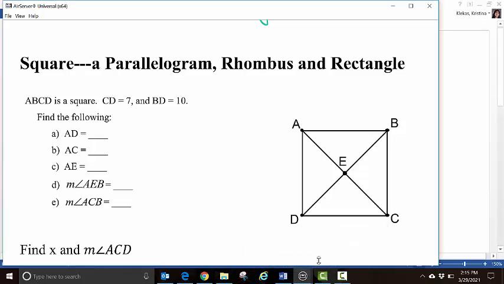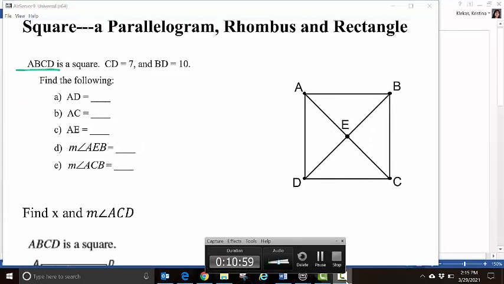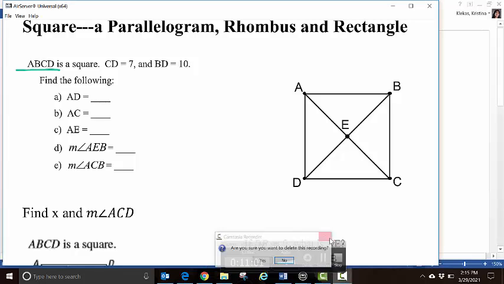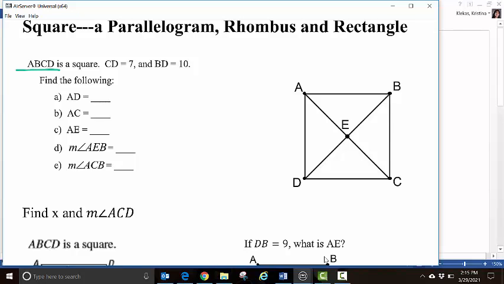So if I were doing this, I would immediately go, look, this is a square. So I know... Okay. CD is 7. So if this is 7, that's 7, and that's 7, and that's 7. I also know this is 90, this is 90, this is 90, and this is 90. I also know that all of these are 90.